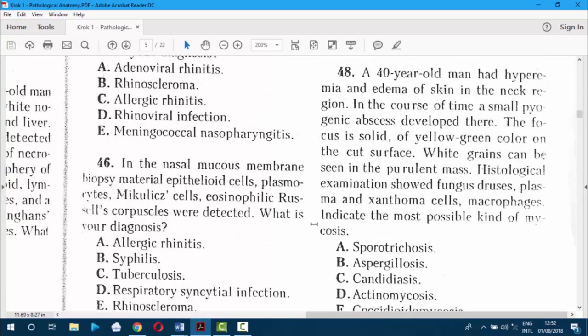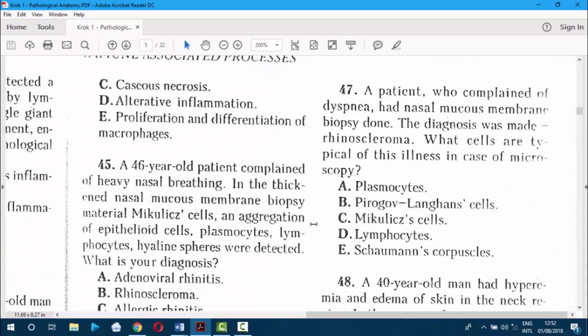47. A patient who complained of dyspnea had nasal mucous membrane biopsy done. The diagnosis was made rhinoscleroma. What cells? Of course. If it's not there, then it's here. So it's nucleus cells. So the answer is C.